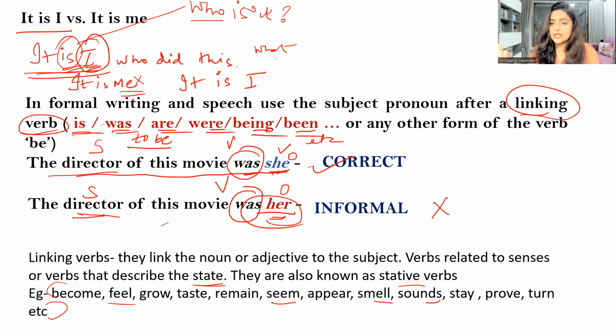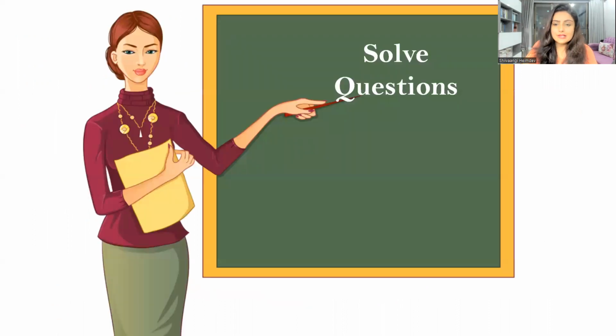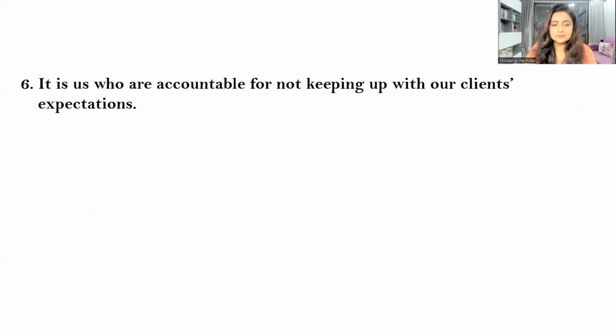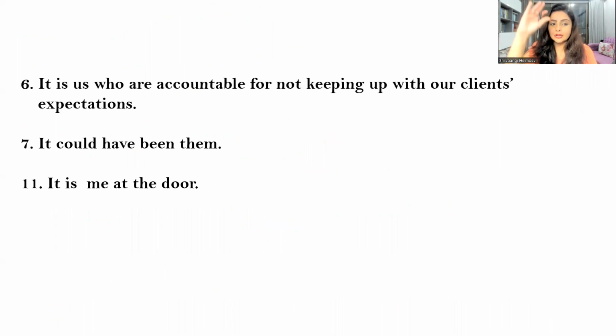Otherwise, in a normal situation, you will adhere to the framework, which is subject pronoun as the subject of the sentence, object pronoun as the object of the sentence. Are we very clear? This was an exception, and hence I thought that I should make a video on this and help you guys. Okay, let's solve a few questions so that you have a fair idea. Now, three sentences I have picked up.